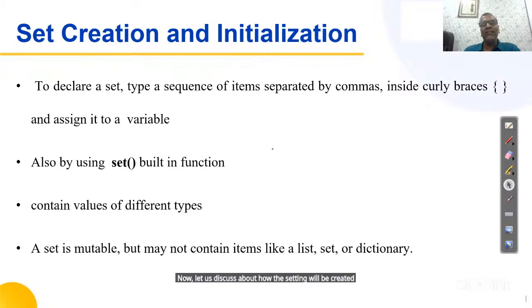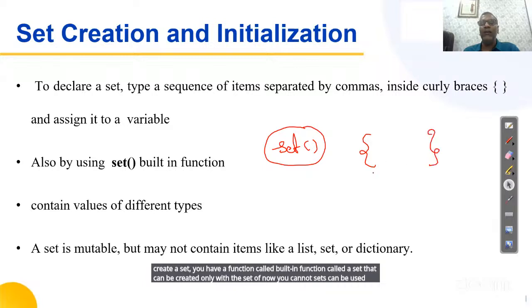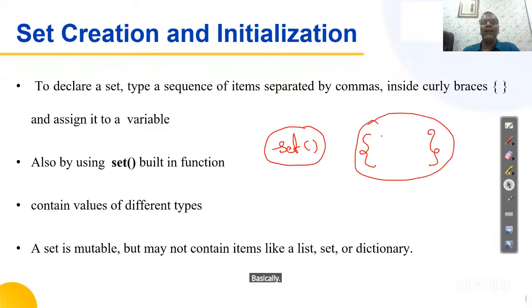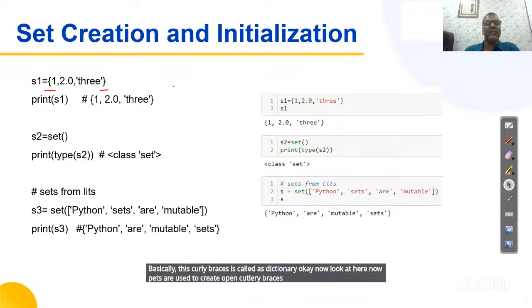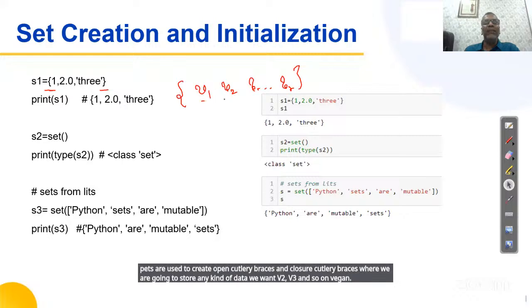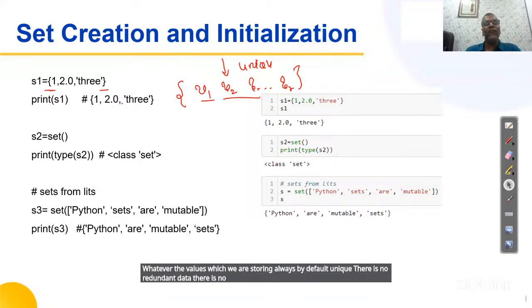If you want to create a set, you have a built-in function called set. A set can be created only with the set function. Curly braces can also be used, but basically those curly braces are called a dictionary. Now look here. Sets use open and closed curly braces where we store any kind of data, V1, V2, V3, and so on, Vn. Whatever values you store are always unique by default. There is no redundant data, no duplicate data. Is it okay for all of you?